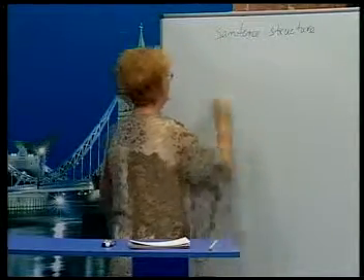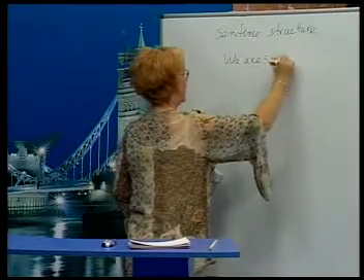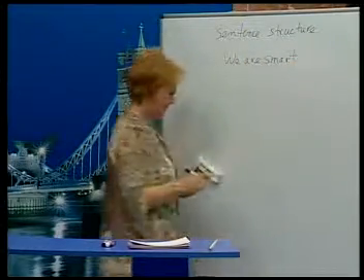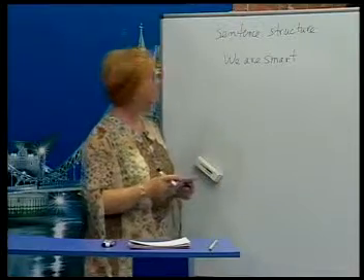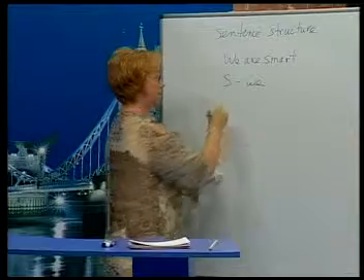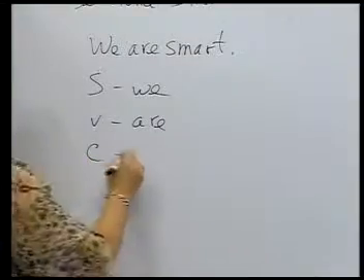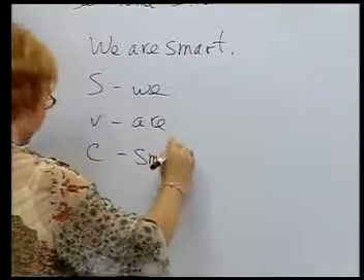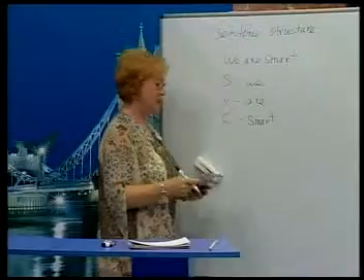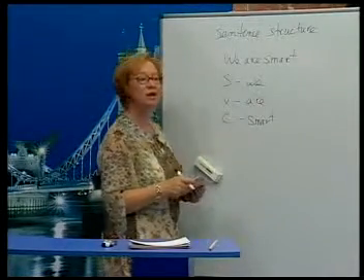Okay, here's a sentence. We are smart. Okay, Ali, in this sentence, what is the subject? We. And what is the verb? Are. And what is the complement? Smart. Smart. Yes. Okay, now say the sentence. We are smart. Yes, you are.